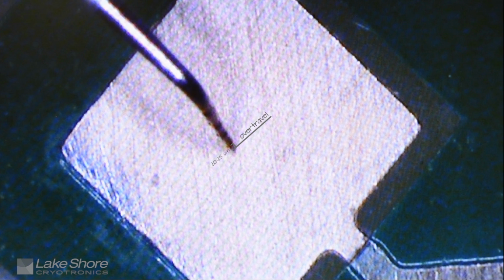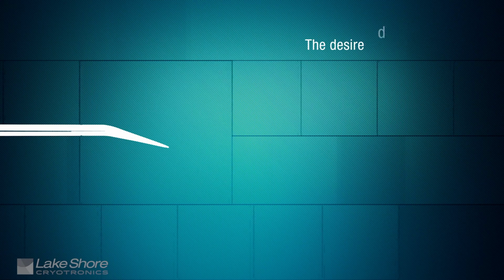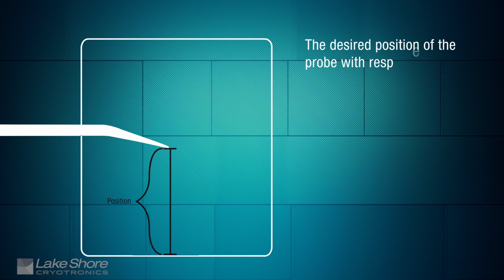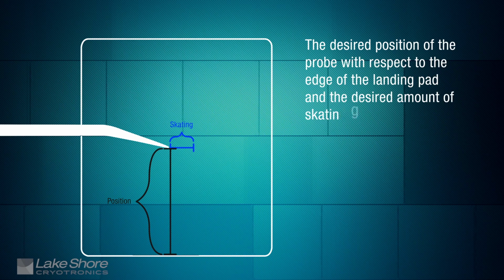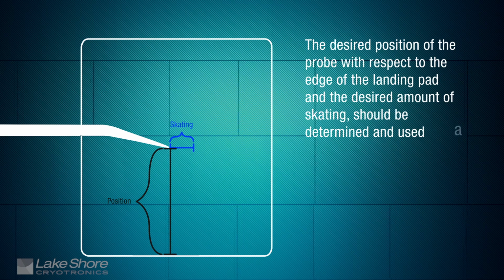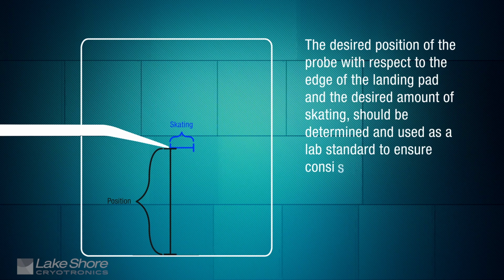A typical amount of overtravel skating is 20 to 25 microns. You can gauge the amount of overtravel by knowing the dimensions of the landing pad or another feature of known size on the sample. The desired position of the probes with respect to the edge of the landing pad and the desired amount of overtravel skating should be determined and used as a lab standard to ensure consistent results.